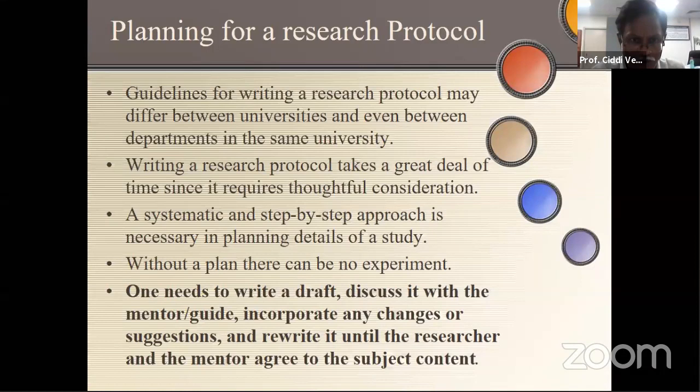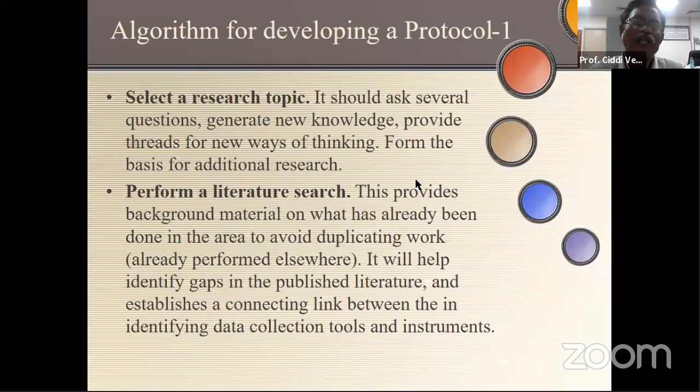Now, how do I develop a protocol? The first and foremost thing is you need to select a research topic. If you ask many of the contemporary students now, they say, you know, my friend has done analytical method development for some drug, I will do it for X drug. That is not the case. You need to understand whether your research topic can give you several questions, can generate new knowledge, provide new ways of thinking, or lead to additional research.